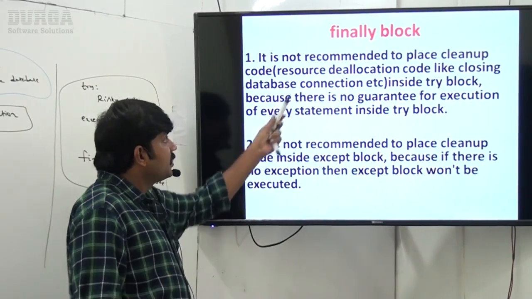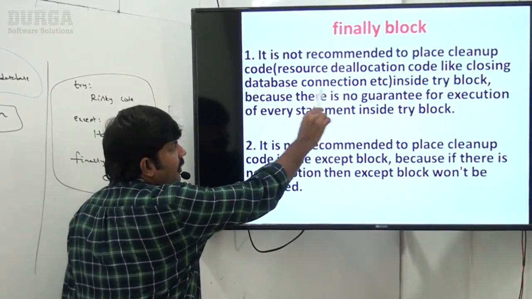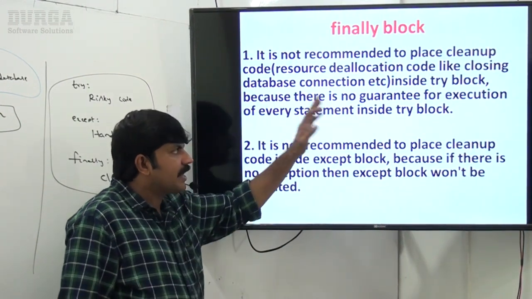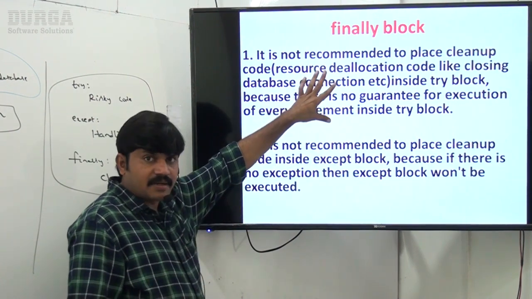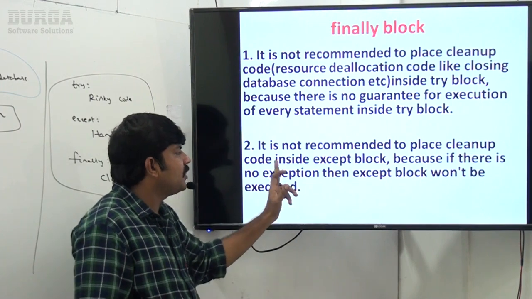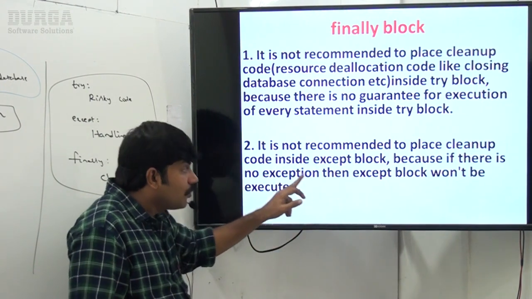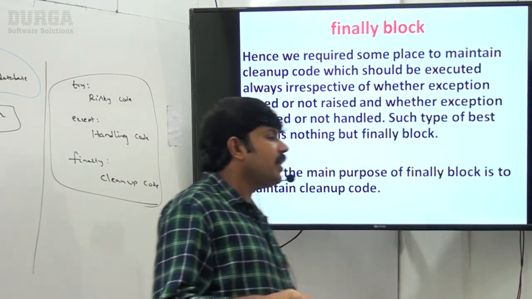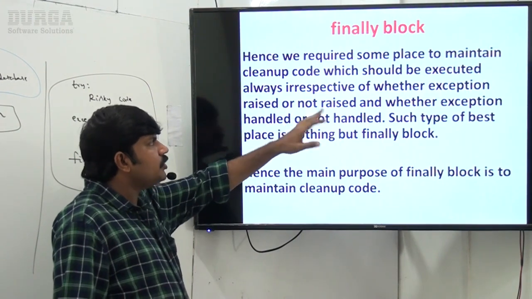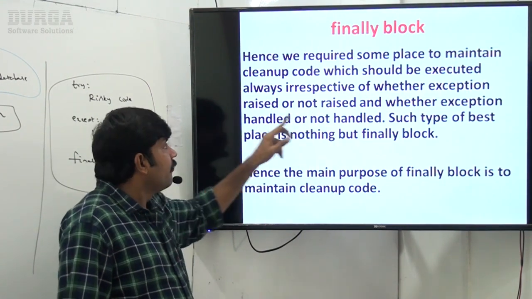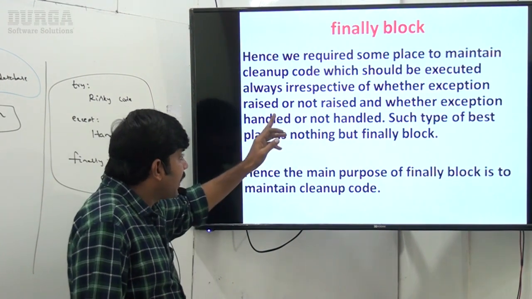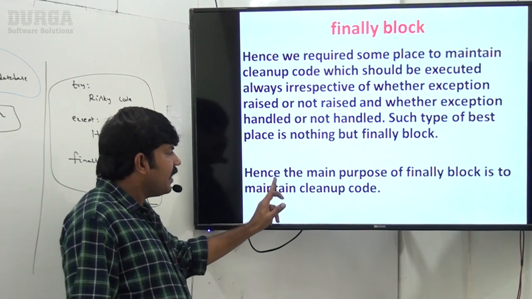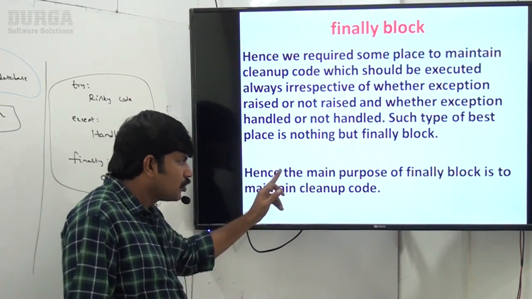It's not recommended to place cleanup code, resource deallocation code like closing a database connection, inside a try block, because there is no guarantee for the execution of every statement inside a try block. It is also not recommended to place cleanup code inside an except block, because if there is no exception, the except block won't be executed. Hence we require some place to maintain cleanup code, which should be executed always, irrespective of whether the exception is raised or not and handled or not. Such a best place is nothing but the finally block. Hence the main purpose of the finally block is to maintain cleanup code.